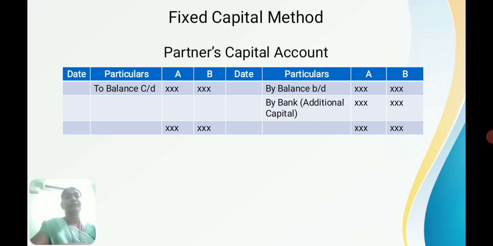First one, the partners capital account. In this account, we enter only the opening capital on the credit side of the capital account, and the additional capital is also entered on the credit side. Then we total the partners capital. The amount is carried forward to the next year.